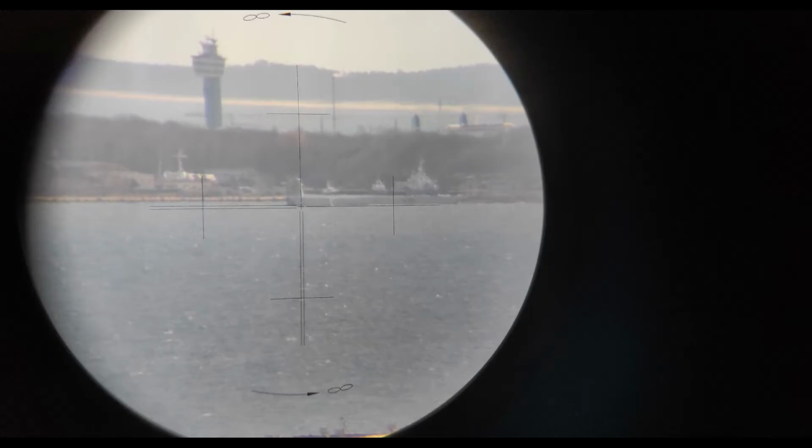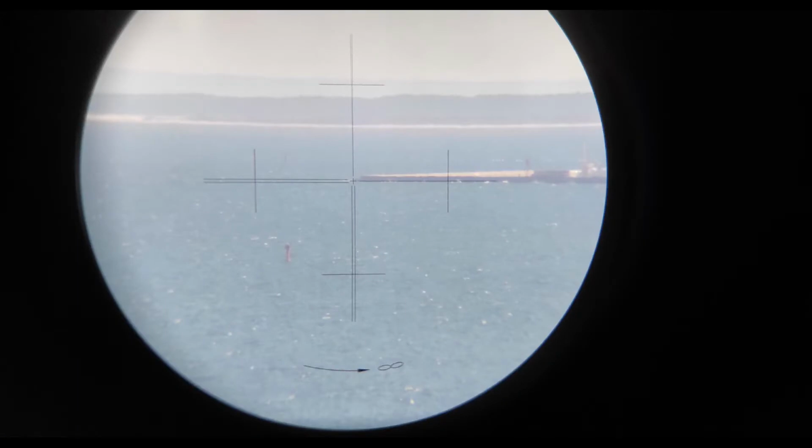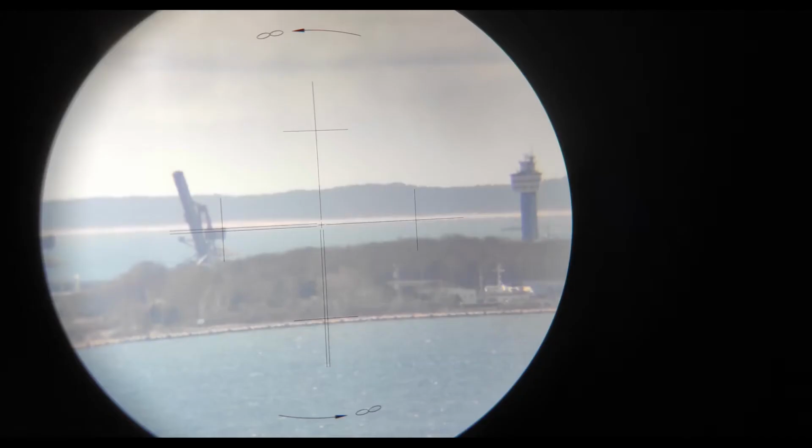Second, a green post near the tip of the breakwater at the Gdańsk port, at a distance of about 8 kilometers. Third, a tip of another construction in the Gdańsk port, at a distance of about 11.5 kilometers, slightly more. And fourth, some point at the beach behind the Gdańsk port. We identified it by a distinctive tree or tower poking out of the tree line behind it.